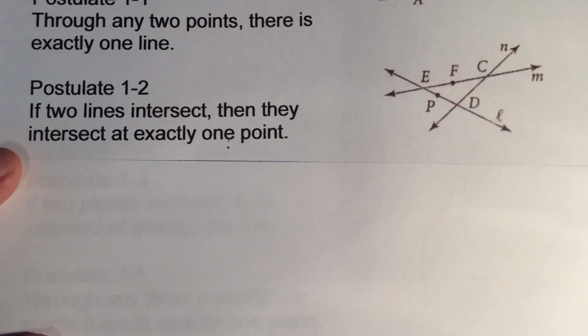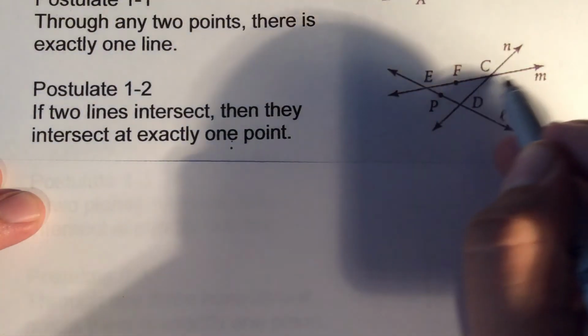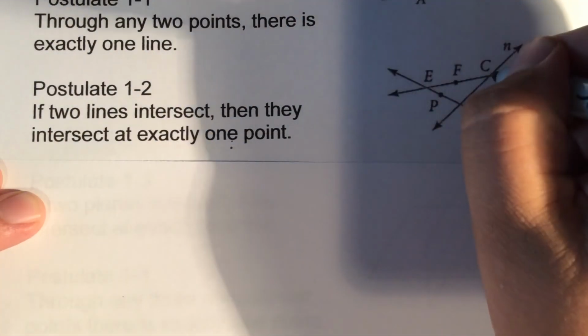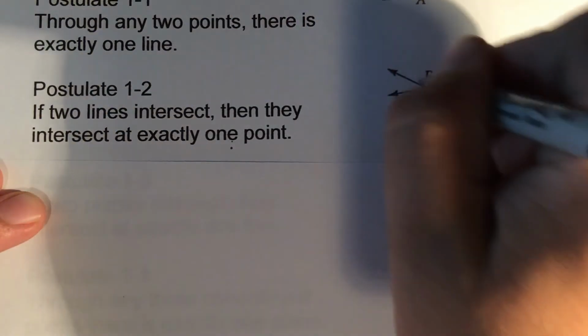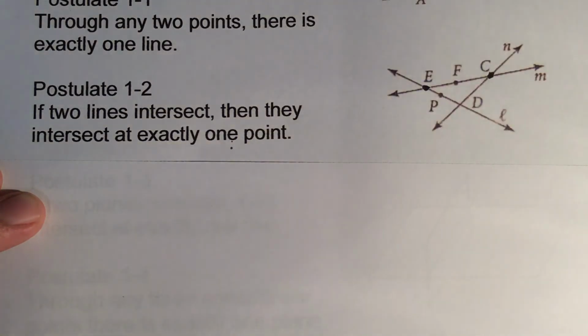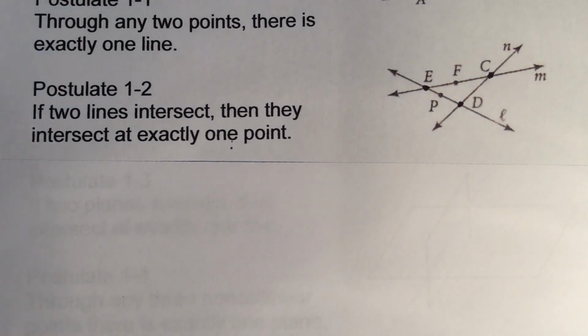Postulate 1-2. If 2 lines intersect, then they intersect at exactly 1 point. As we come through here, line M and line N are intersecting exactly at point C. L and M intersect at point E. D is for N and L. Remember, a point has no thickness. If a line is made up of an infinite amount of points, that line has no thickness as well. So it can only go through one single point. It's not wide enough to go through more than one.